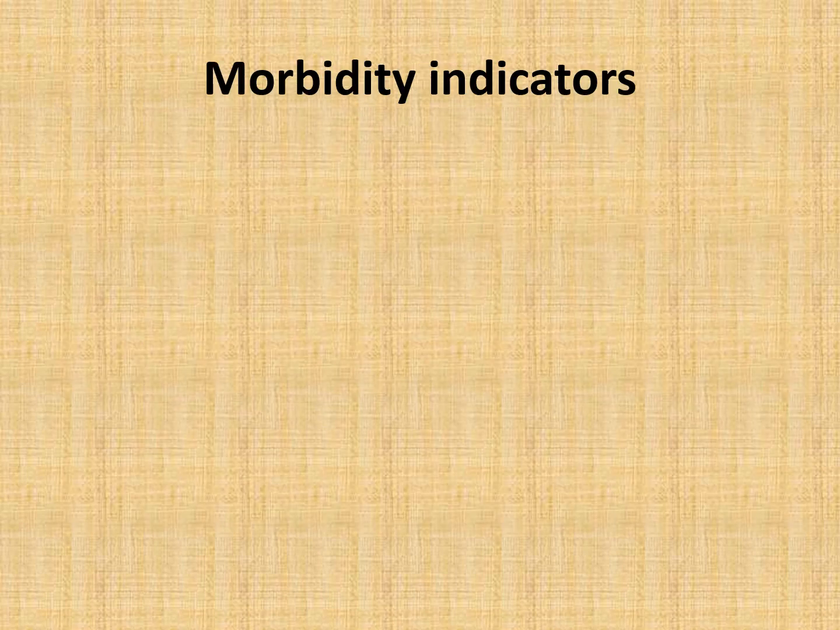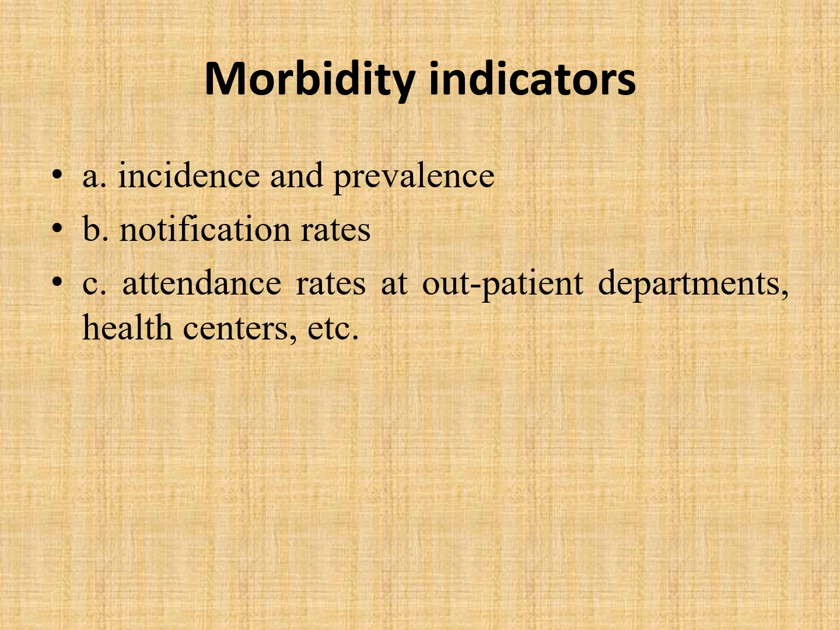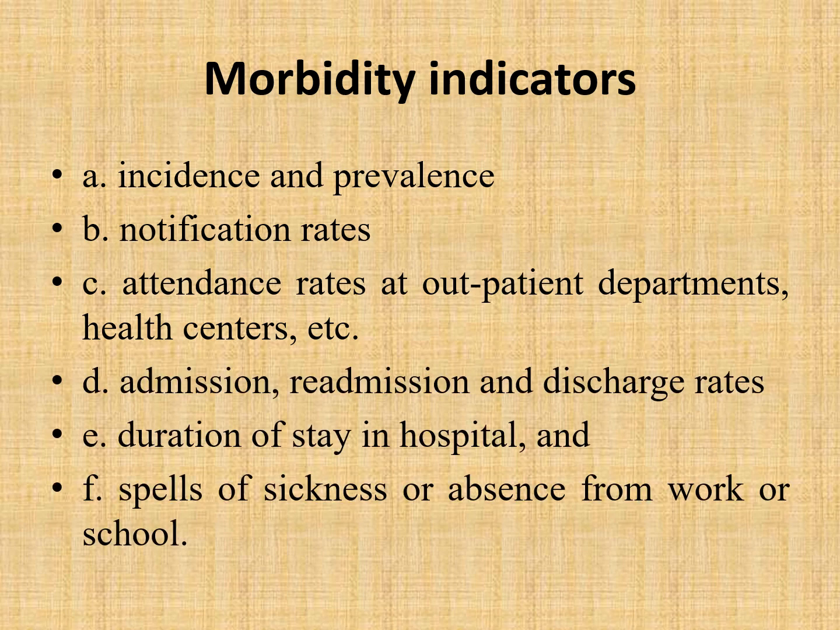Let's see them one by one. The morbidity indicators, like I said, are incidence and prevalence, then notification rate, attendance rate at outpatient department or health center. Next is admission, readmission or discharge rate, duration of stay in hospital, the number of days of spell of sickness or absence from work or school, etc. So all these are morbidity indicators.